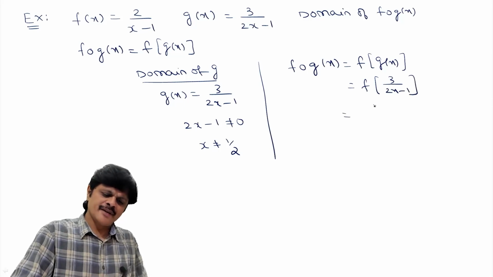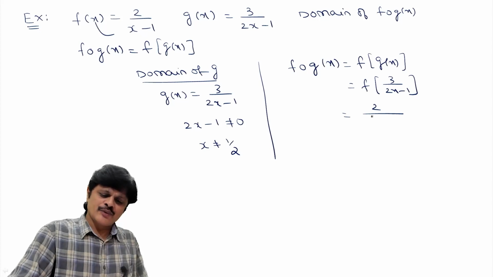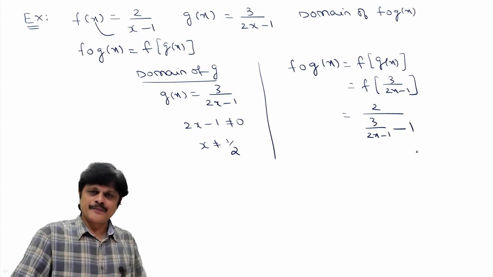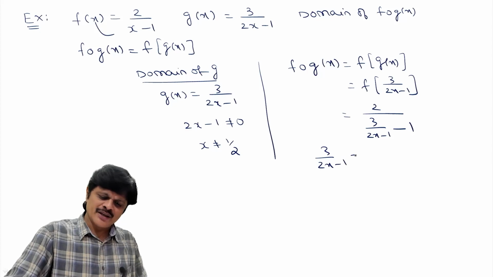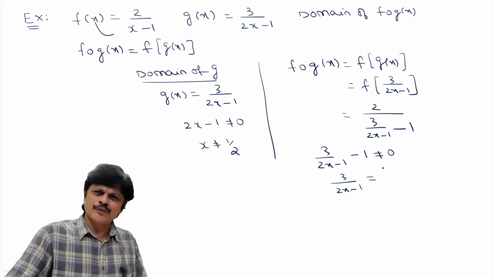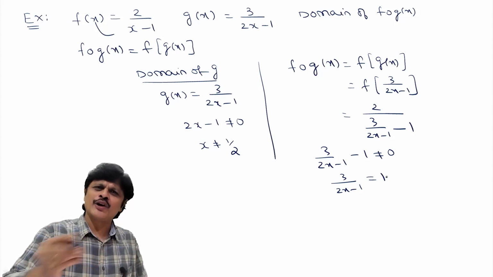Now what is f? f is 2 by x minus 1. That is, whatever argument you give, 2 by argument minus 1. What is the argument? 3 by 2x minus 1, minus 1. Now you need to find the domain, which means the denominator should not be 0. That is, 3 by 2x minus 1 should not be 0, so let us put it equal to 1, which is easy to solve. Otherwise you'll get confused. Let us solve it and at last we put not equal to.